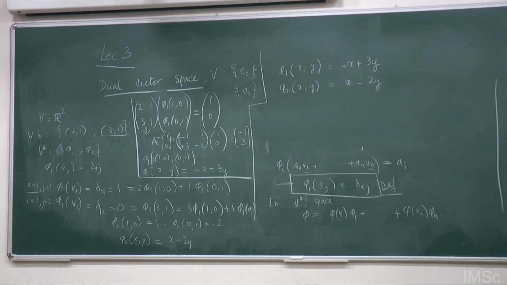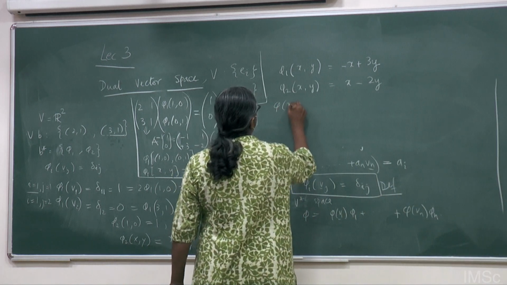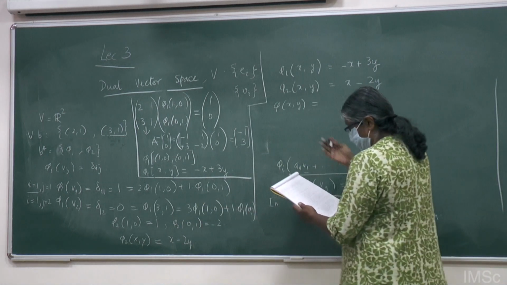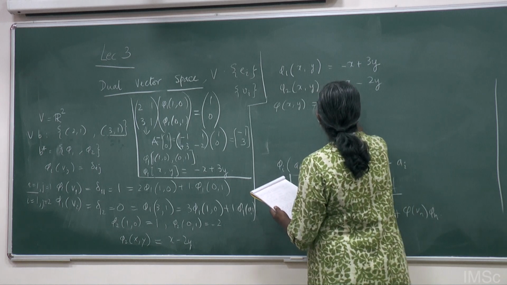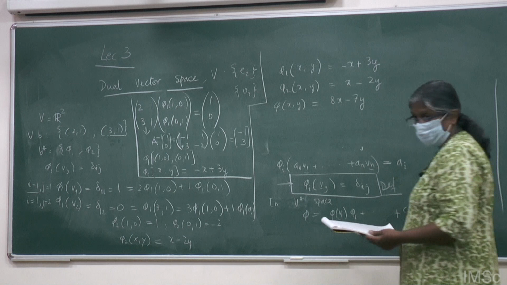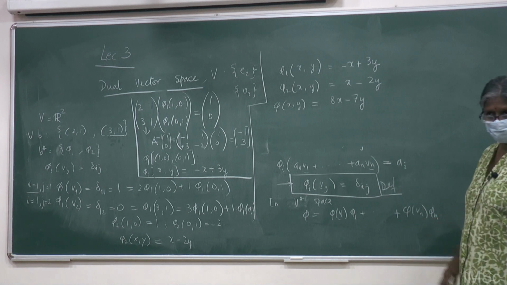So let us take an example. So let me take any arbitrary phi of xy, and the example given by this gentleman, I have to find his somewhere in my notes. I will give you the reference. He has taken it to be 8x minus 7y. Okay. How do I represent this in this basis?